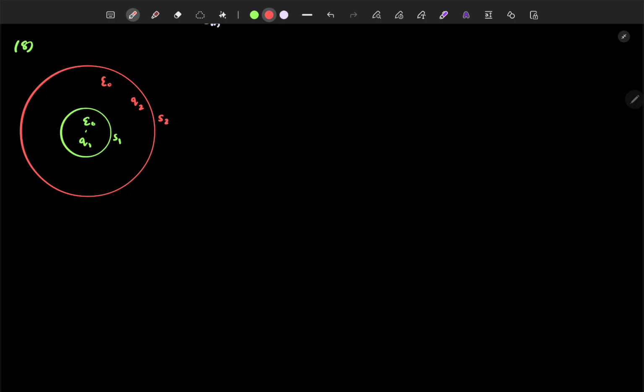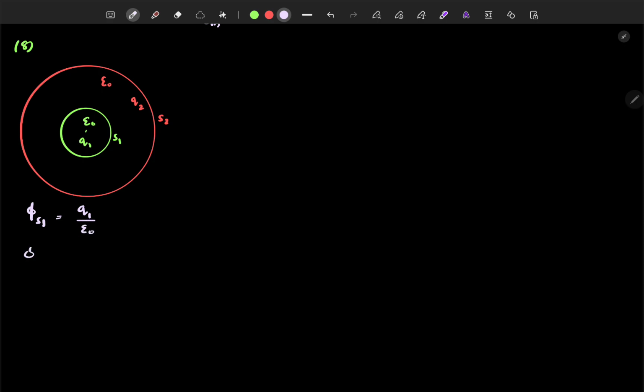So in this case, what is the value of flux through sphere S1? Q enclosed by epsilon naught. So through S1, the charge enclosed is Q1. Inside S1, how much charge is there? Q1 divided by epsilon naught.